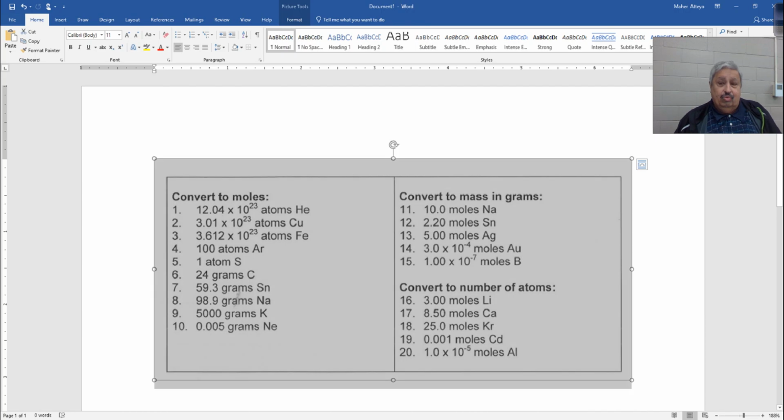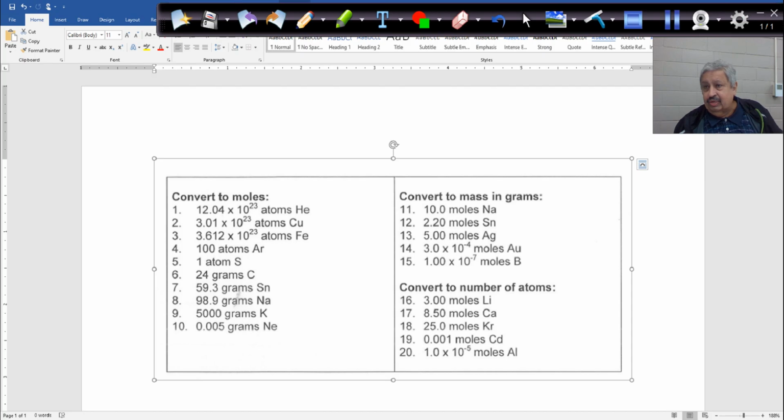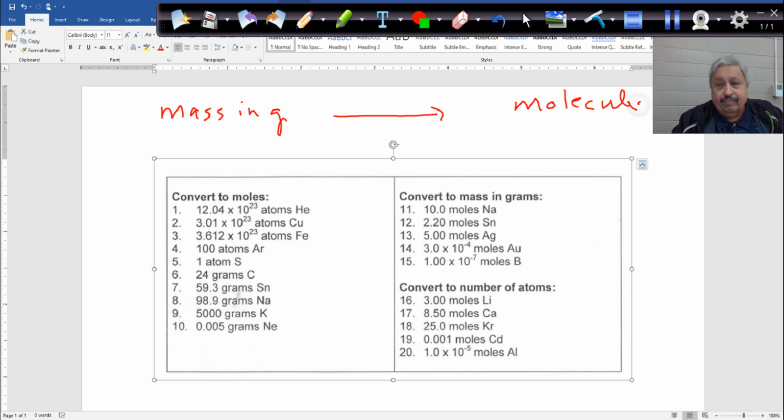Now, with this in mind, there is a rule for the calculation. So we are going from, for example, the mass in grams to molecules. Okay, this is given and this is asked.